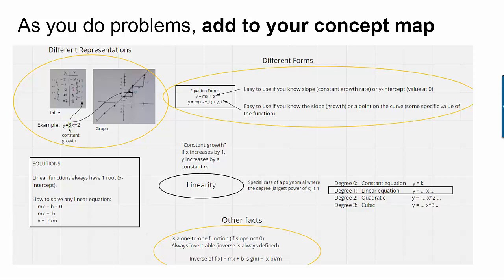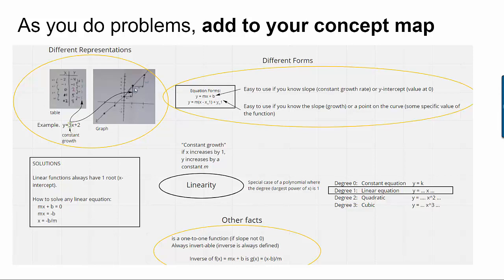So for linear functions, there's a lot of different things you know. You know that there are different forms the equation can take. You've got y equals mx plus b, but then you've also got the form where you've got two points: the slope times x minus an x coordinate, and then plus a y coordinate. And you use those different forms in different situations, and so you can annotate that.